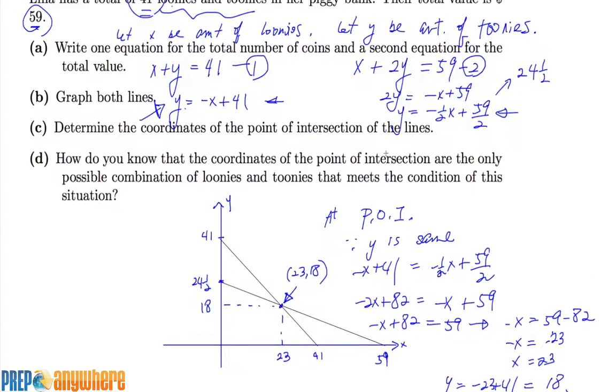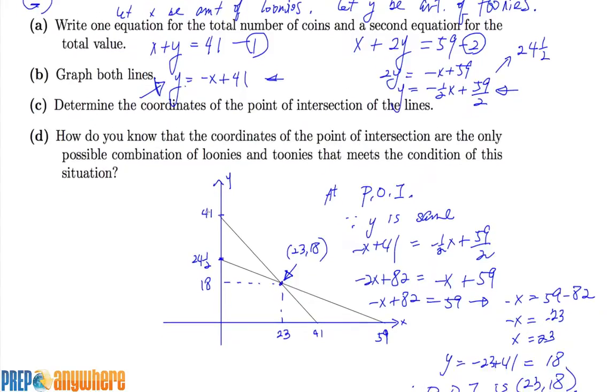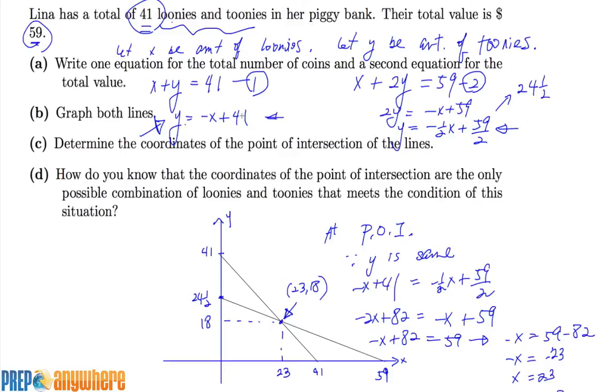How do you know that the coordinates of the intersection are the only possible combination of loonies and toonies that meets the condition of the situation? Right? It's because graphically you can see that they don't intersect anywhere else. If they intersected somewhere else, there could potentially be another answer, right? So there's only one possible solution, which allows you to add the number of loonies and toonies to get 41 and to get the value to be $59. Only one combination. That is 23 loonies and 18 toonies.